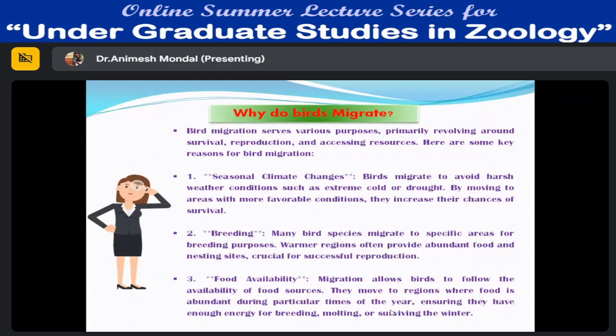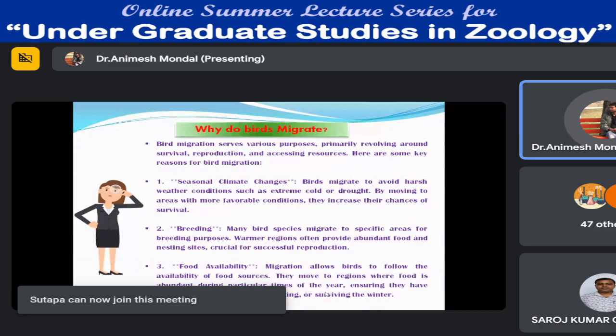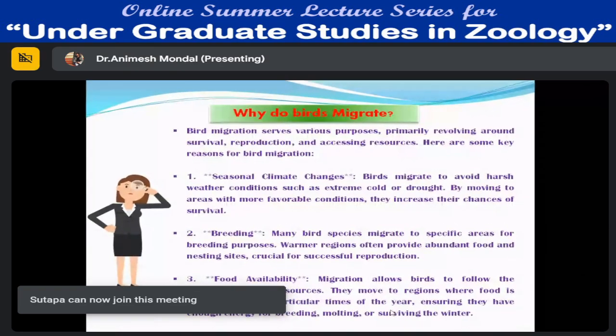Now, the main reason is seasonal climate changes. Birds generally migrate to avoid harsh weather conditions, such as extreme cold or drought, where they generally live. If that area becomes inhospitable due to cold or drought, then it is necessary for this particular species of bird to move from that place to another place to ensure its survivability.